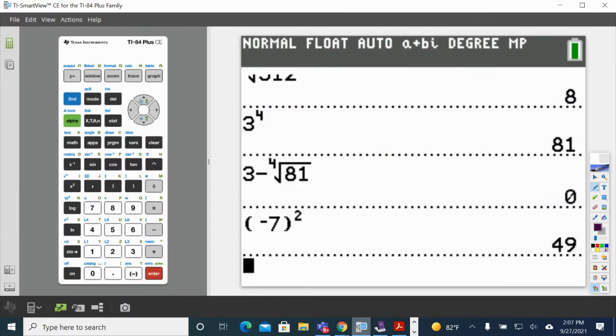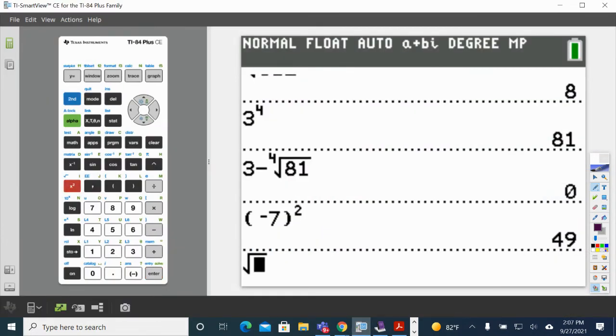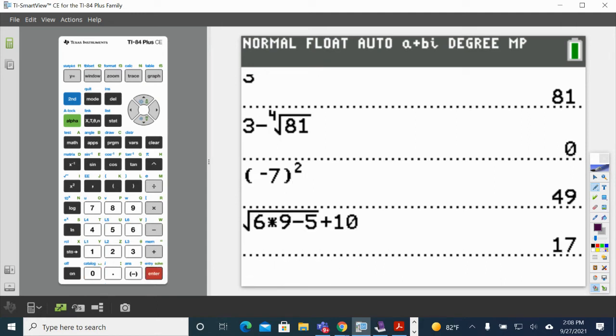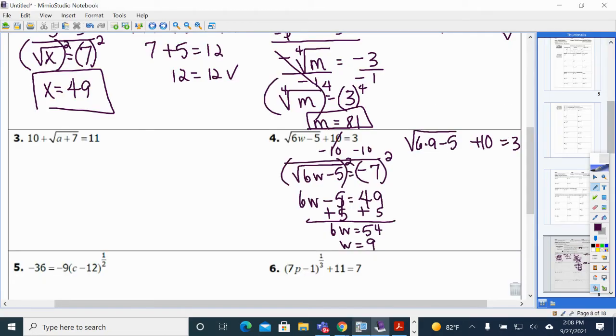The square root of 6 times 9 minus 5. I've got to come outside the radical with the plus 10. Again, this is supposed to be equal to 3. And it says it's equal to 17. So this does not check out. This is not equal. So W cannot equal 9, which means there is no solution to number 4.